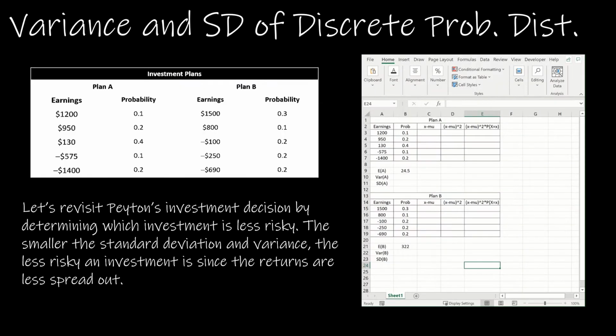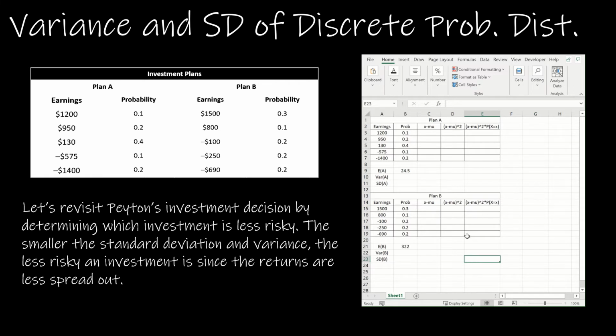We're going to look at that same question that we did in our last video about Peyton's decision about which investment is right for her. We had determined that the expected value, which is what we would expect to earn from investment A, was $24.50, and the expected value of B was $322. So we decided that this was definitely the way to go. Now let's talk about the standard deviation and the variance.